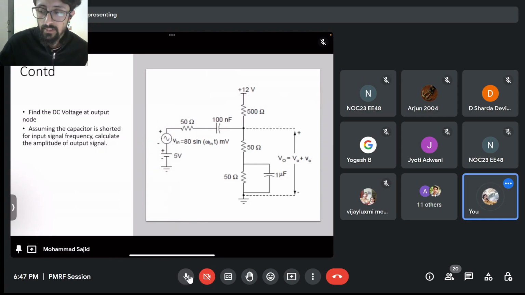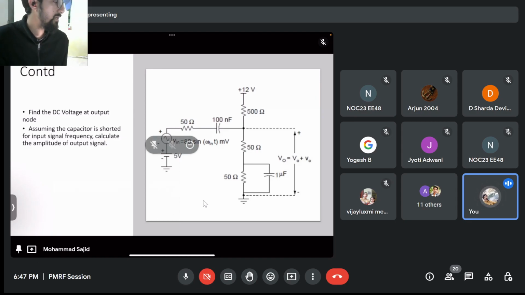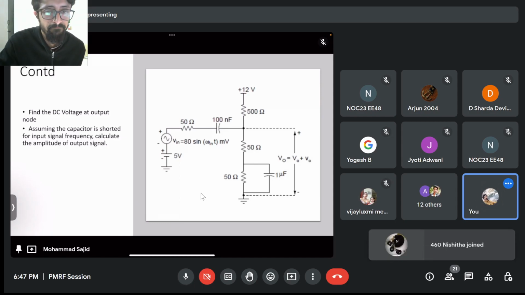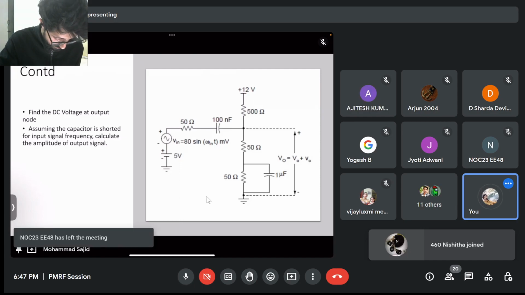So, hello everyone again. Let's continue. There will be some students who may have missed the last session, right? So, let's just discuss these questions quickly. What is the question here? We have to find a DC voltage at the output node.